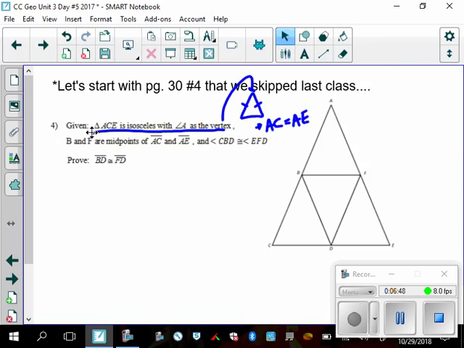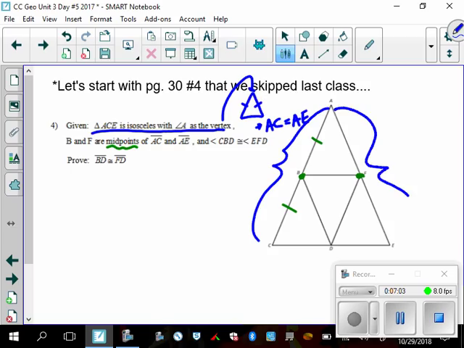The next one tells me that I have midpoints, okay? So if these are the midpoints, I'm going to split that into 2 equal parts, all right? And since I knew this whole thing is congruent to that whole thing, these also have to be congruent, because if I split 2 congruents into half, the halves have to be the same.